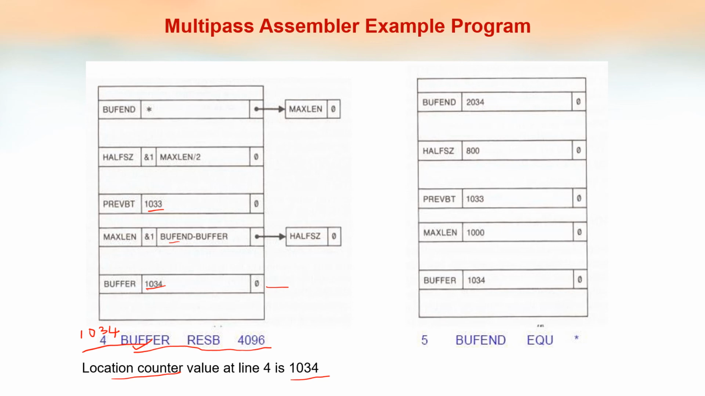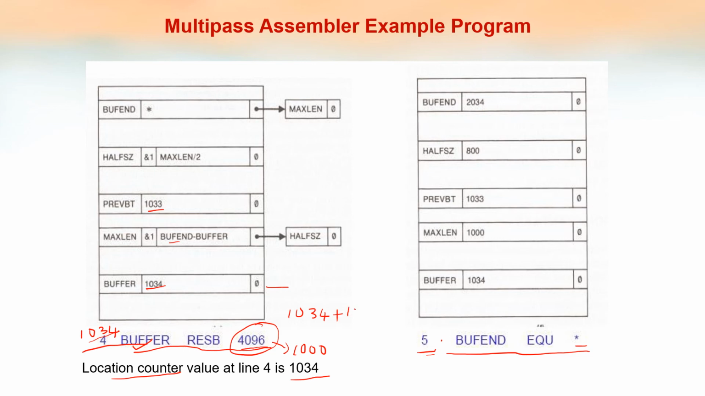Now I can see the processing of the next line, that is buffend EQ star. What is star here? We have learned that it indicates the current value of the location counter. So what is the current value of the location counter now? At this line it is 1034. After that I am reserving 4096 bytes. So the location counter value at this line will be 1034 plus 4096. It is given as a decimal number, so it has to be converted into hex. The hex value of 4096 is 1000.